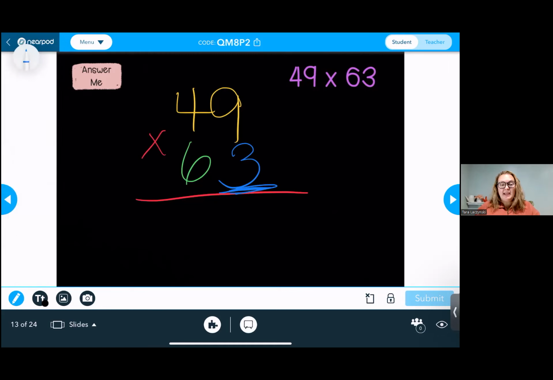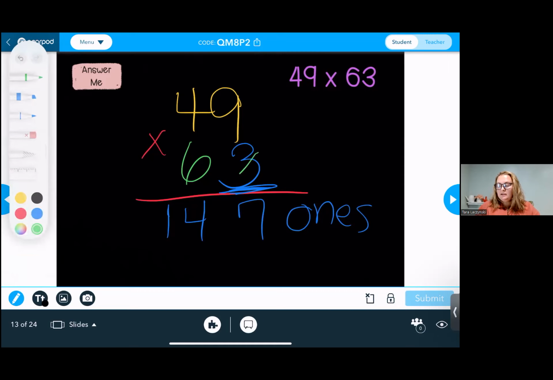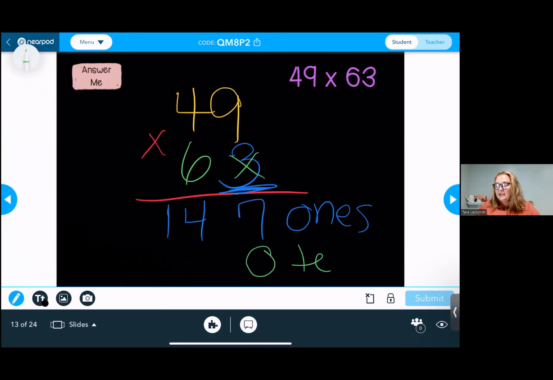Starting in the ones place. 3 times 9 is 27. I write down my 7. I carry my 2. The 3 gets another turn. 3 times 4 is 12. 12 plus 2 is 14. This is my ones place. Everyone's had a turn. I'm going to close off my ones place by putting my place saving 0, closing my ones place, and starting my tens place.